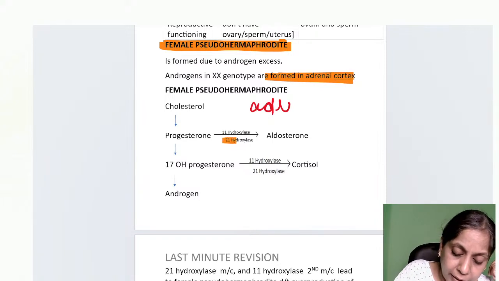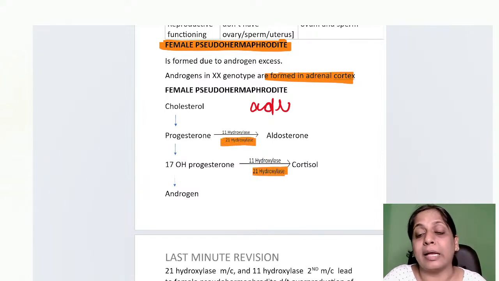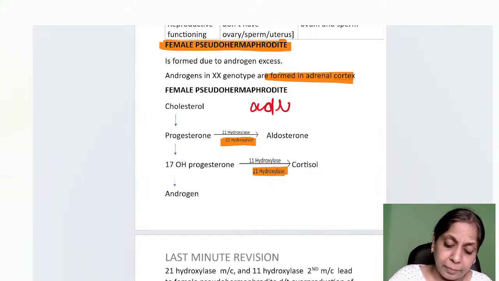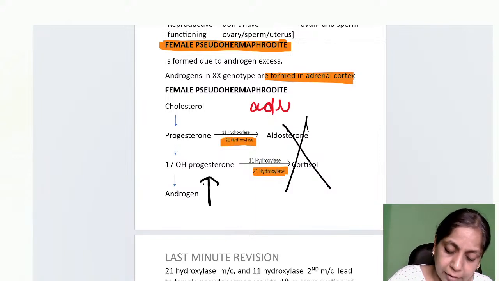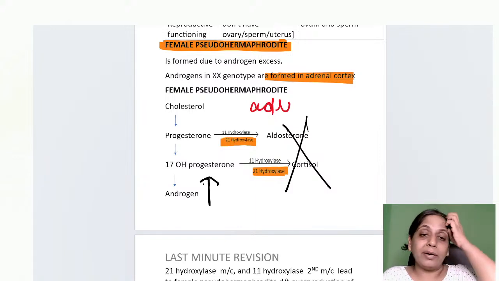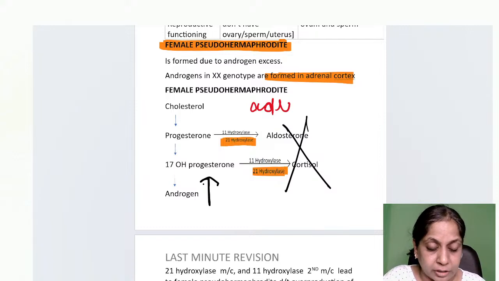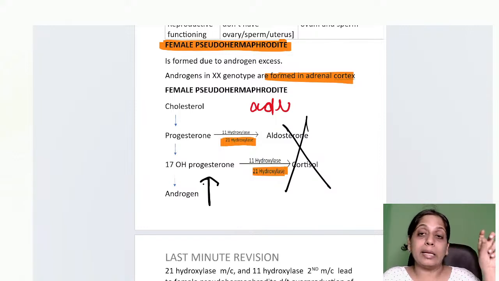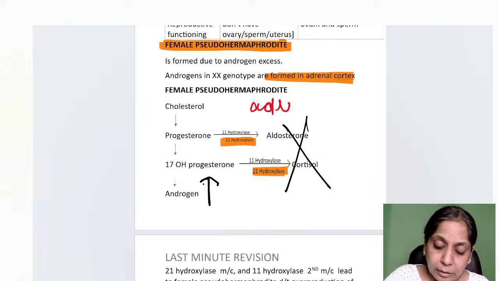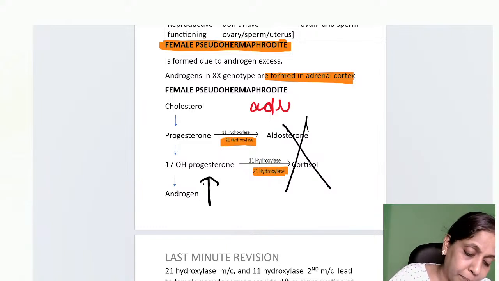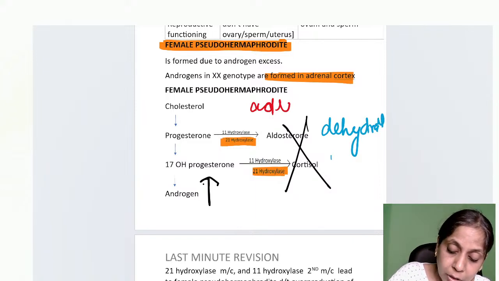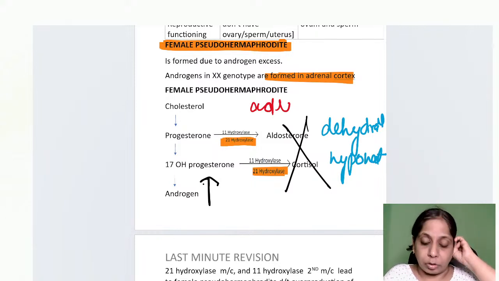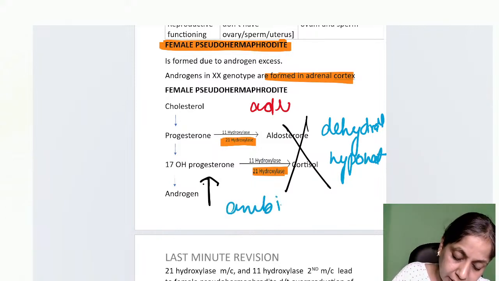If there is 21 hydroxylase deficiency in the adrenal cortex, then there will be no aldosterone and cortisol. As a result, there will be increased androgen. So whenever there is 21 hydroxylase deficiency, there will be less aldosterone and cortisol. Less aldosterone and cortisol produces a clinical picture of dehydration and hyponatremia, and increased androgen causes ambiguous genitalia.